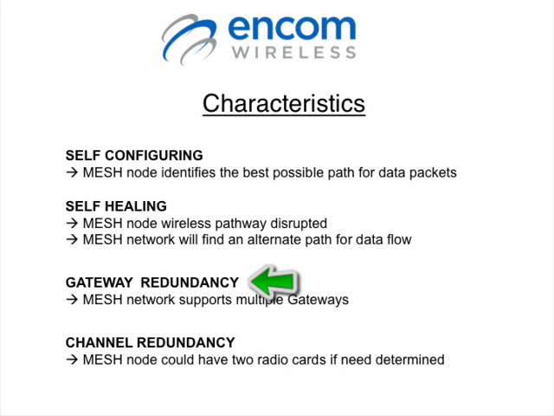The third characteristic to understand is that of gateway redundancy. Now, from the previous example, I described what a gateway does. In a mesh network, you can have multiple gateways or exit points out of a particular mesh network back to your traffic operations center.